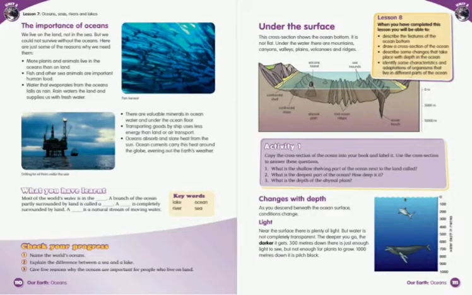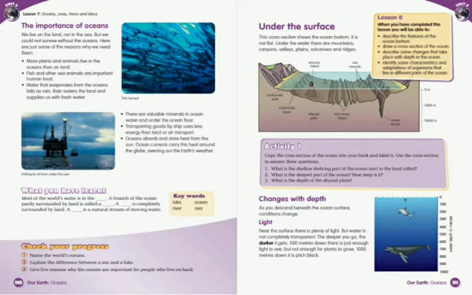Page 109. The importance of oceans. We live on the land, not in the sea, but we could not survive without the oceans. Here are just some of the reasons why we need them. More plants and animals live in the oceans than on land. Fish and other sea animals are important human food. Water that evaporates from the oceans falls as rain. Rain waters the land and supplies us with fresh water.